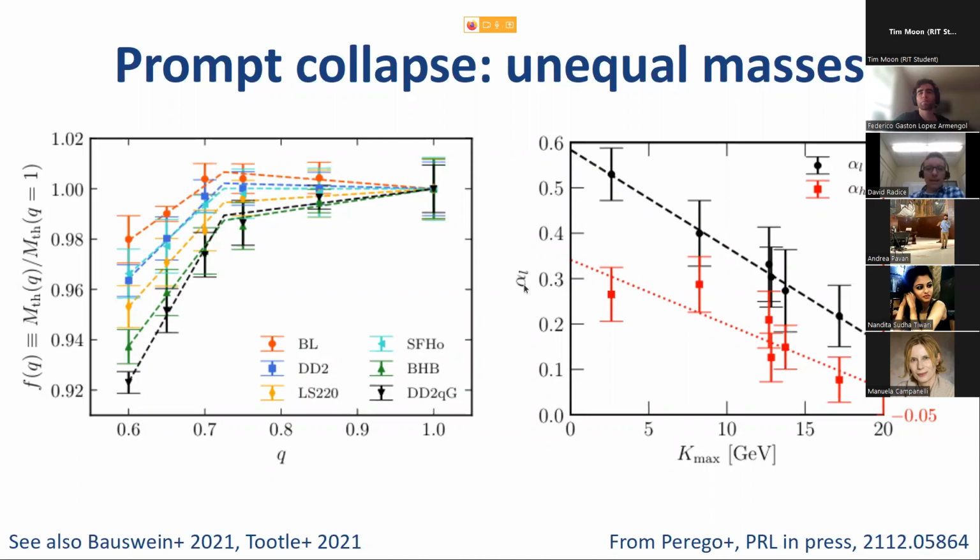And here alpha L and alpha H are the slopes of these lines, and we find that they correlate very strongly with Kmax. So if we are able to measure the threshold mass at two different masses, then we can say something about the equation of state at extreme densities directly.